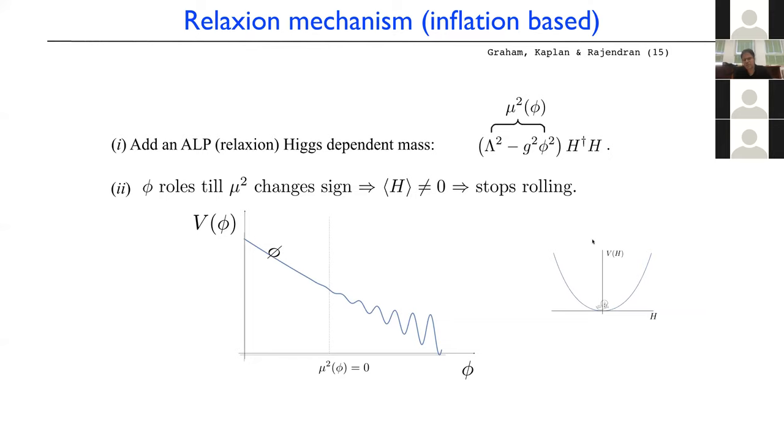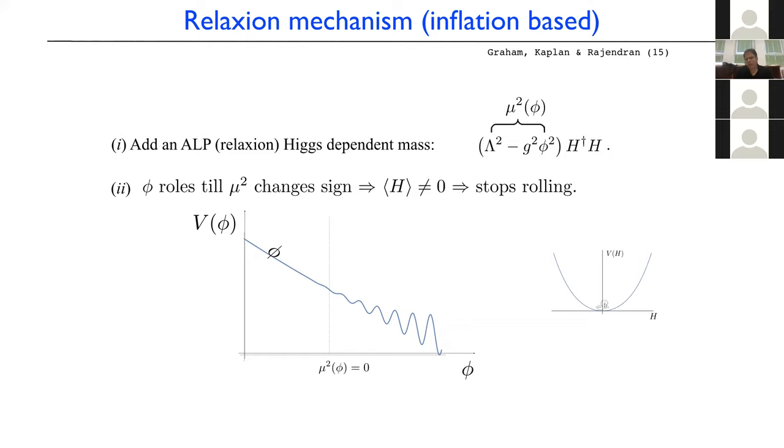Gilad, can I ask a question? Of course, yeah, absolutely. You haven't actually written down the most technically natural potential at this level, right? I mean, you can still write terms which are of the order of lambda fourth cosine phi. Yeah. Of course, yes. And that completely destroys your solution.